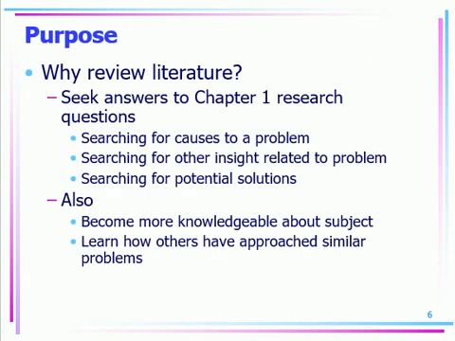So let's talk about why we do a literature review. Why do we do a literature review? The primary purpose of reviewing related studies is to try to find answers to the questions that were posed in Chapter 1 of the research proposal or research report. So we're searching for causes to a problem. We're also searching for any other insight related to the problem that may be causal or just interesting or useful in other contexts. And we're searching for any potential solutions that other studies have identified to the problems that we're trying to investigate.